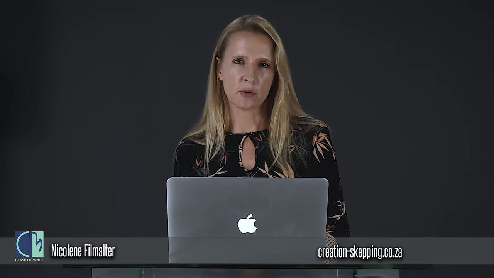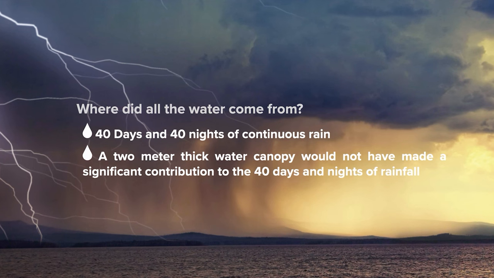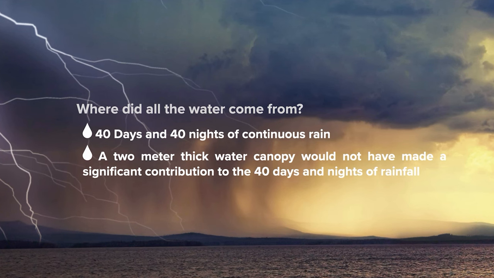Some people believe that there used to be a thick water vapor canopy around the earth, and that all the water for the flood came from there. But a lot of research was done on this, and if such a canopy existed before the flood, it could never have been thicker than about 2 meters, because if it was any thicker, this would have caused the temperature on Earth to be far too hot due to the greenhouse effect. A 2 meter thick water vapor canopy would not have made a significant contribution to the 40 days and nights of rainfall anyway.